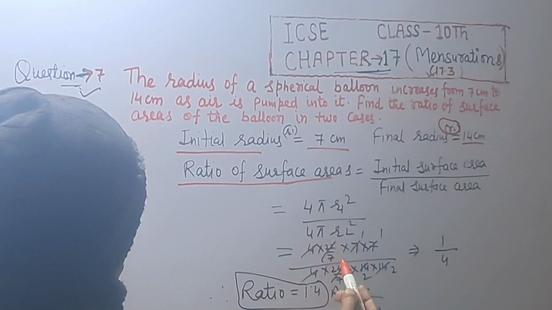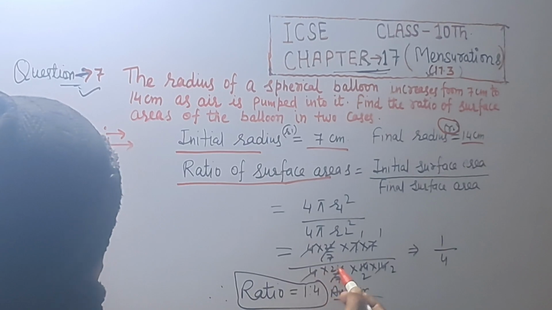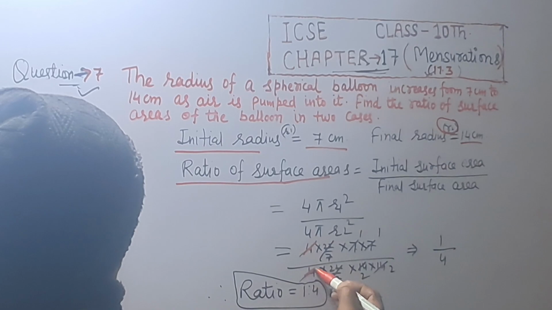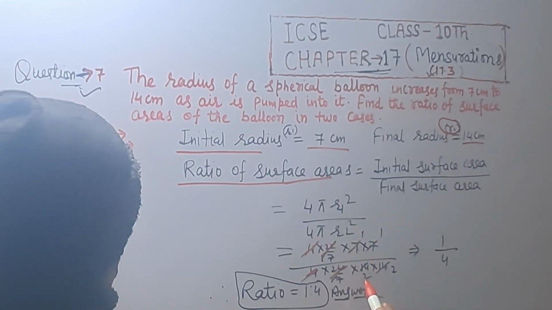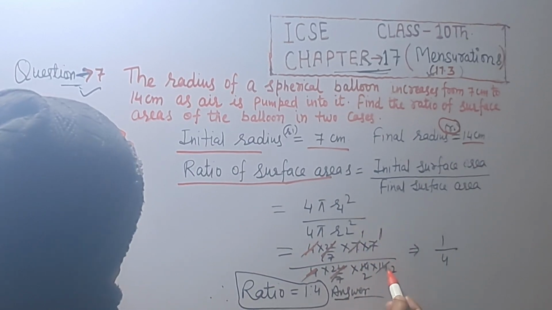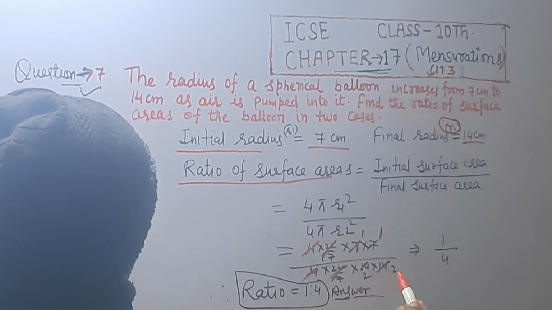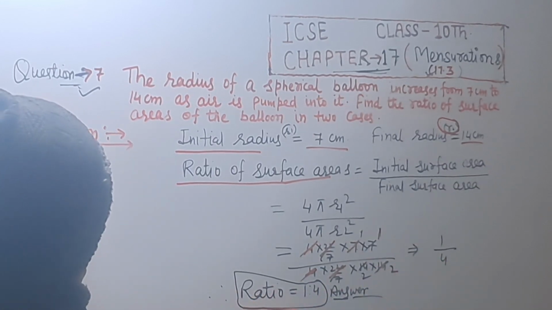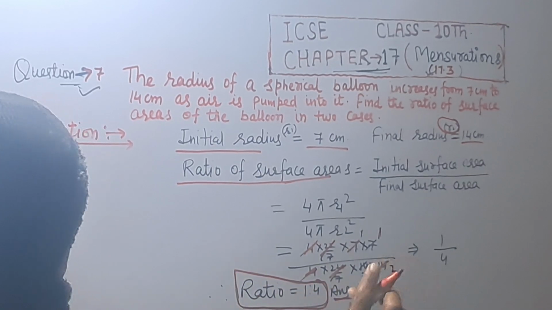4 into pi is 22 upon 7 into r1 is 7 into 7 divided by 4 into 22 upon 7 multiply by 14 into 14. 4 is cancelled and 22 upon 7, 22 upon 7 is cancelled. 7 1s are 7, 7 2s are 14, 7 1s are 7, 7 2s are 14, which implies 1 upon 2 multiply by 2, 2 2s are 4. So required ratio is equal to 1 ratio 4. Answer.